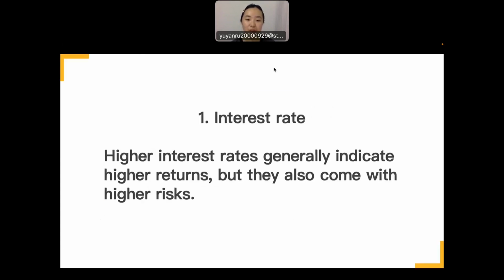So first of all, the interest rate offered by the bank is a crucial factor in determining the expected return. As we can see, higher interest rates generally indicate higher returns, but they also come with higher risks.